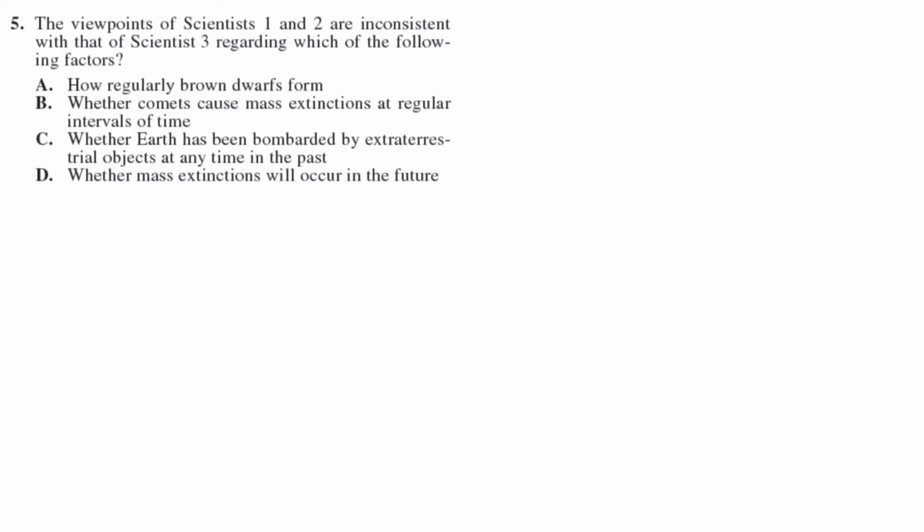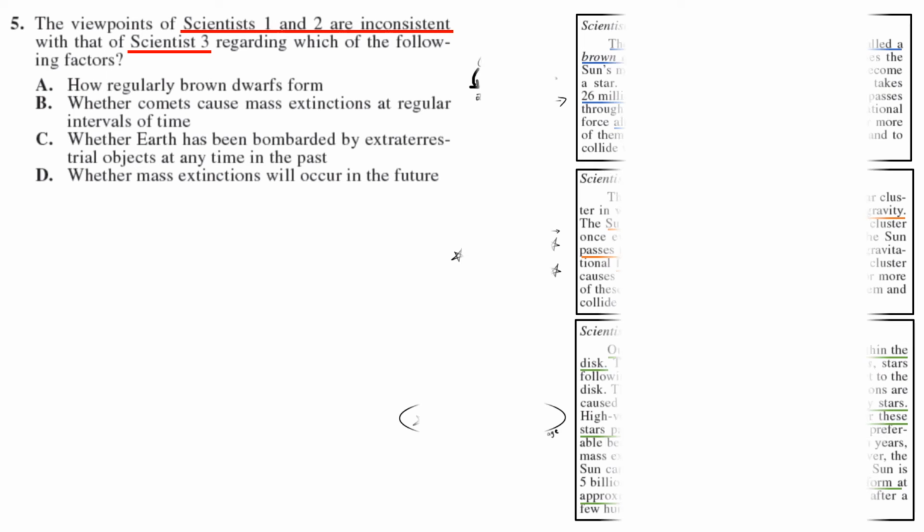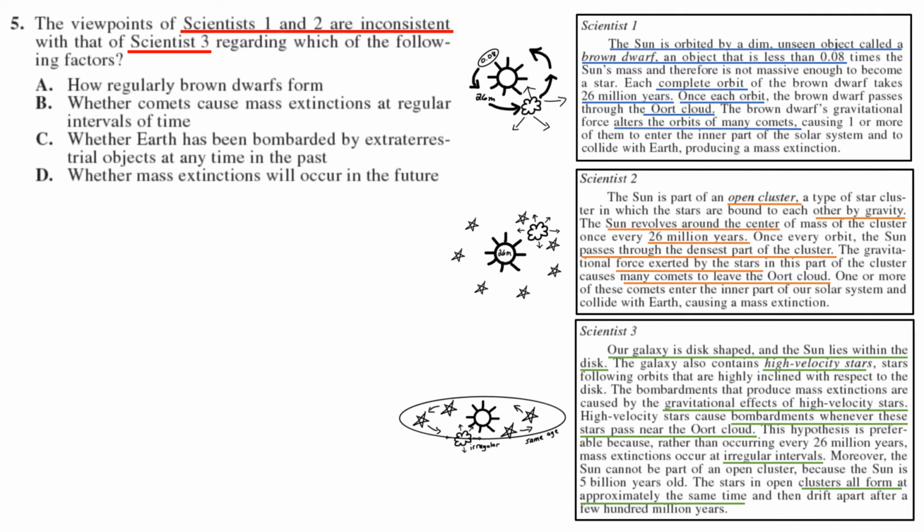Number 5, the viewpoints of scientists 1 and 2 are inconsistent with that of scientist 3 regarding which of the following factors. So how is scientist 3 different? And the main difference, there's lots of differences, but how brown dwarfs form isn't talked about. Whether comets cause mass extinction at regular intervals. Scientists 1 and 2 both say it's every 26 million years, and scientist 3 says irregular intervals. So your answer has to be B.